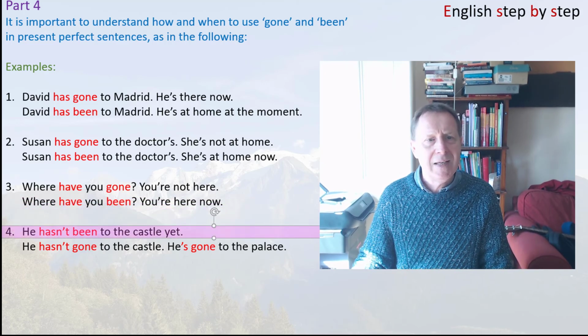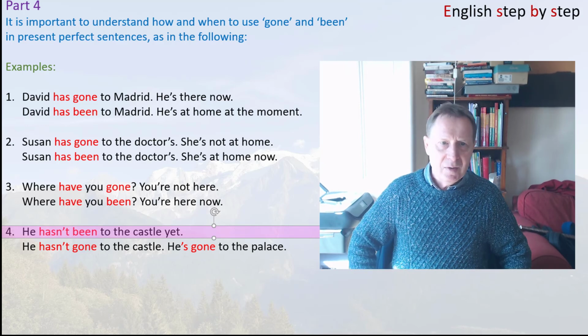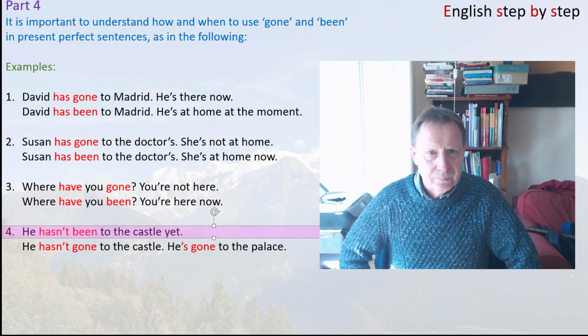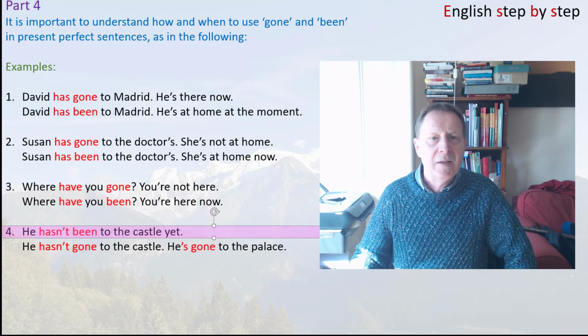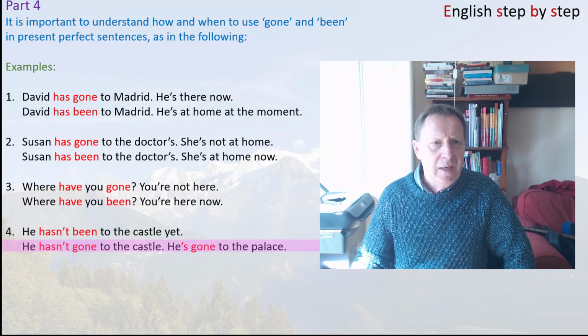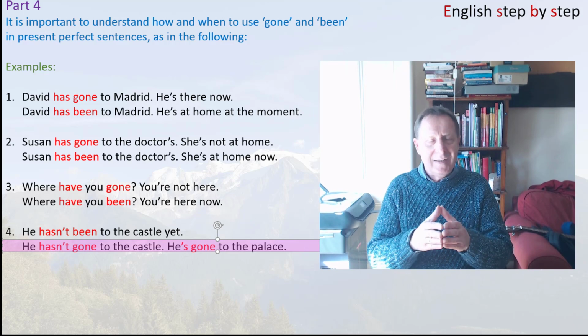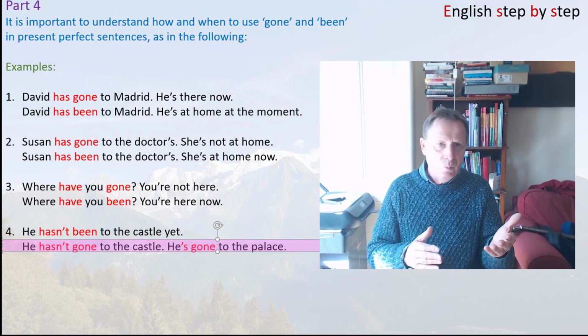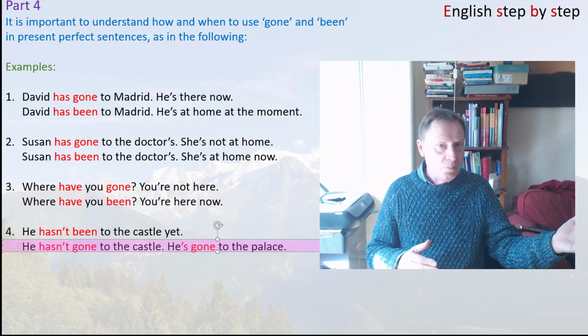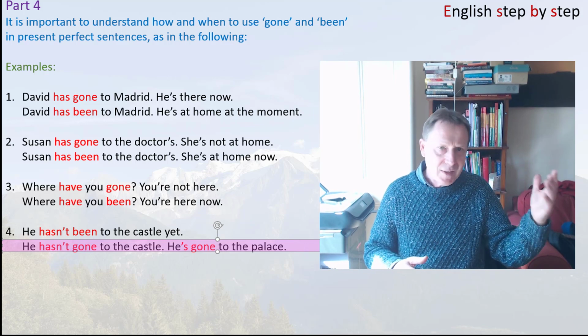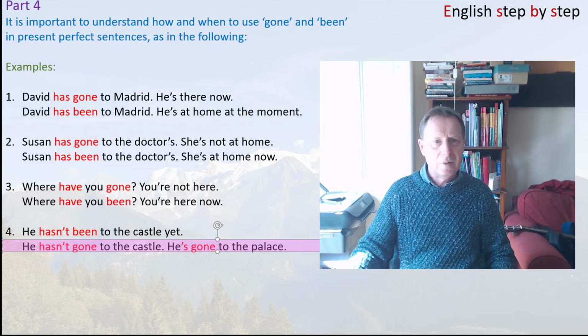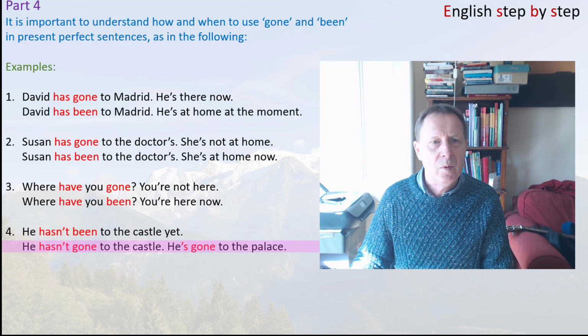The next example is negative. He hasn't been to the castle yet. So that means he hasn't visited the castle. He hasn't gone to the castle. He's gone to the palace. That means he isn't here. He's gone somewhere. He hasn't gone to the palace. He hasn't gone to the castle. He's gone to the palace. So the meaning is different with been and gone.